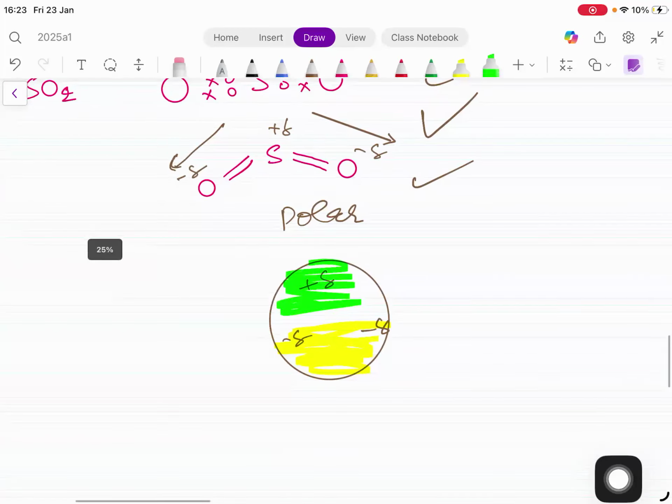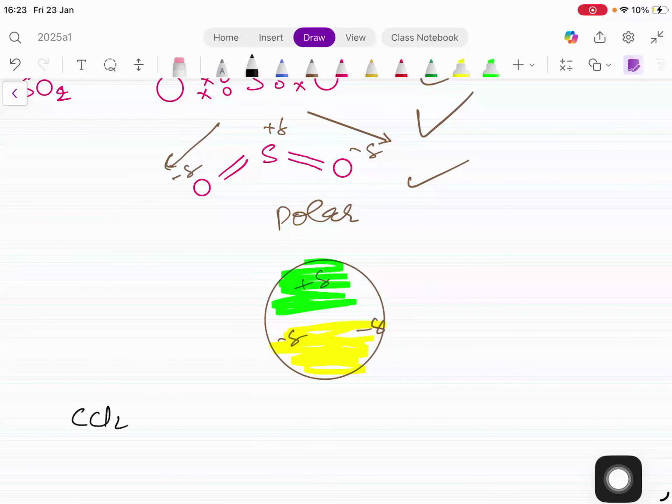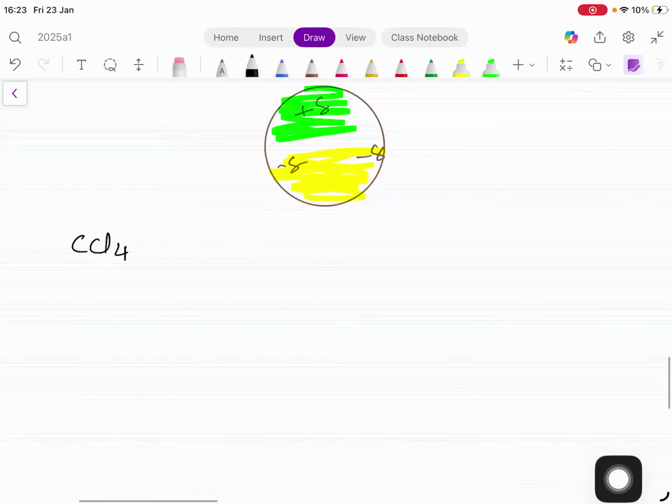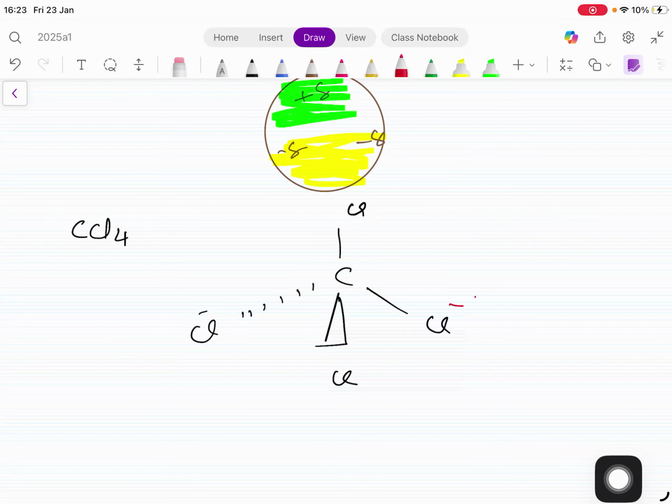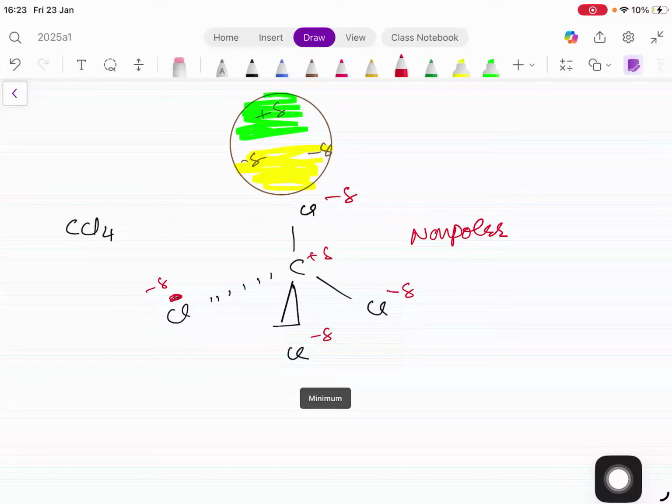For example, look at CCl4. Here is the carbon and four Cl attached: 1, 2, 3, 4. Yes, they cancel out each other's effect because they are tetrahedral. So CCl4 is non-polar. CCl4 is non-polar. All right?